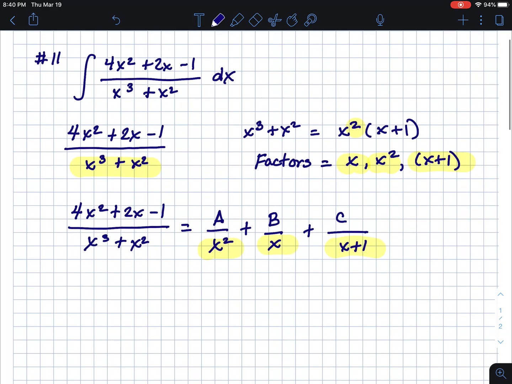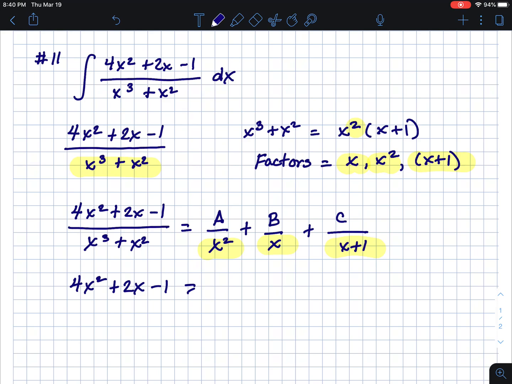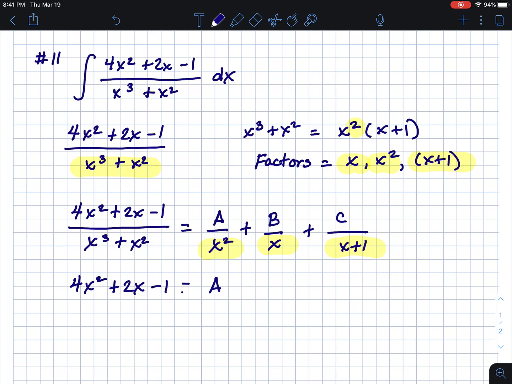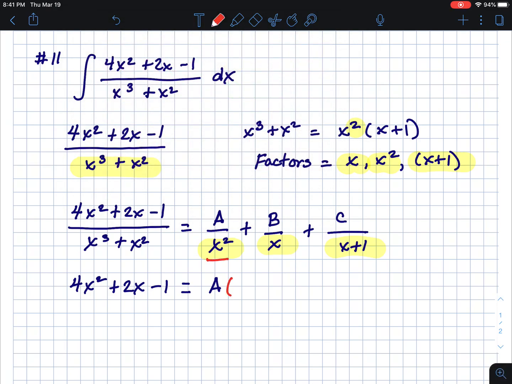So now we're just going to set up that numerator. 4x squared plus 2x minus 1 equals A times, we have an x squared here, so we've got to multiply that by x plus 1. We're going to use this as the common denominator.